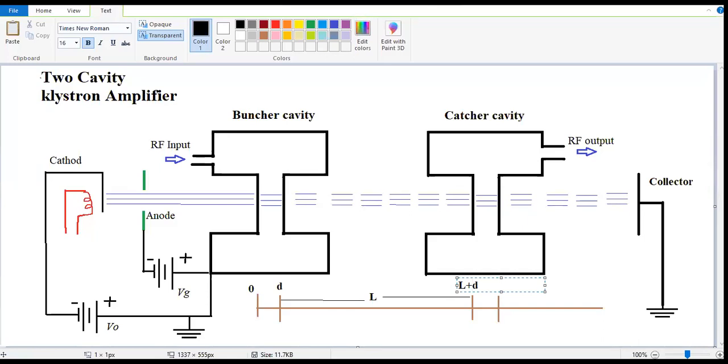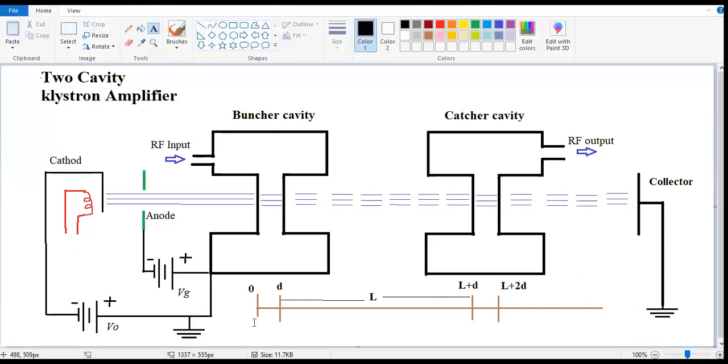And again, this cavity also has the distance d, so this will be at L plus 2d. This is on the z axis, you can see, so this is the distance scale. This is at distance 0, this is at distance d, and the distance between the two cavities I'll say is L. So from 0 it is L plus d, and this distance is also d, so L plus 2d. So this is the distance scale.